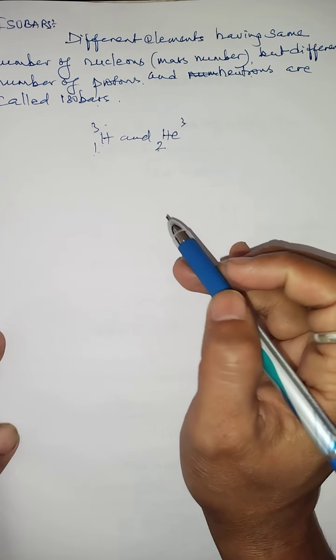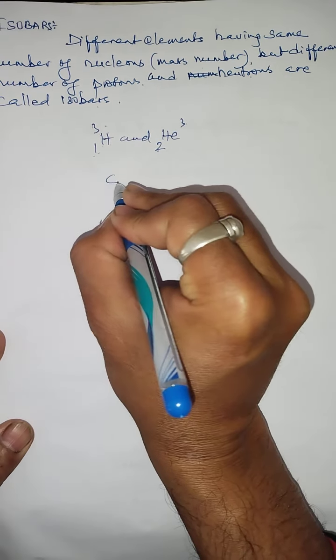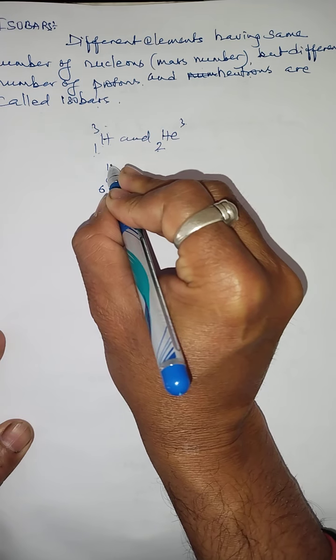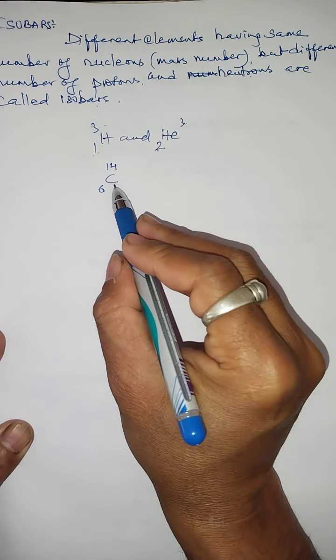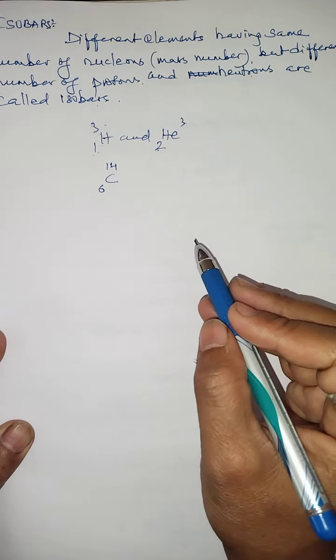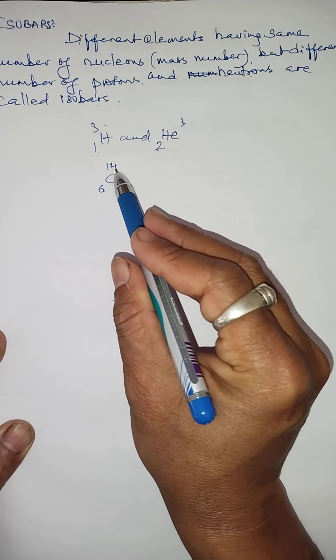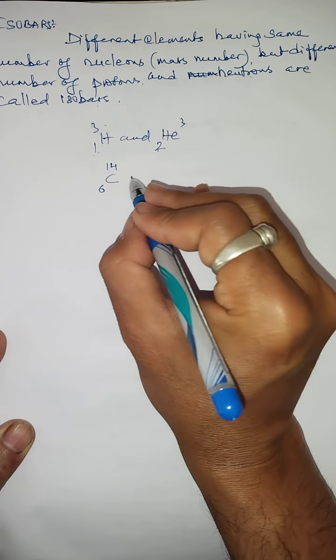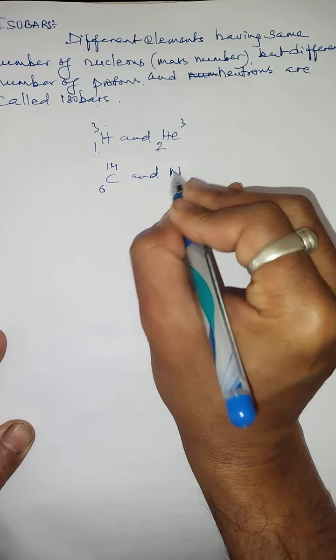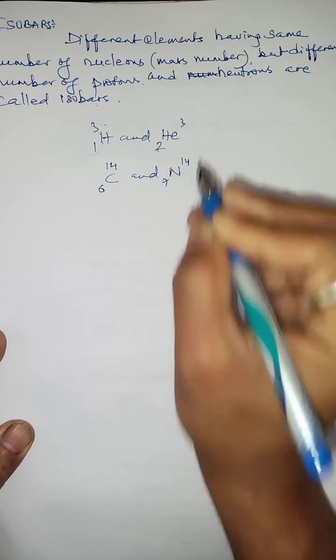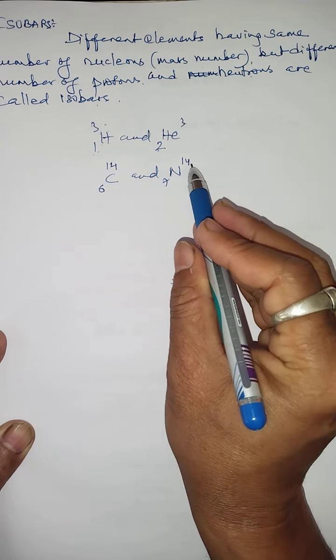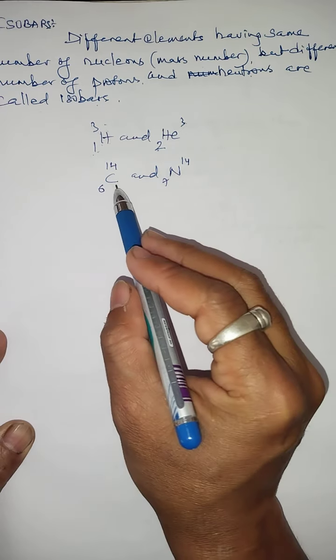So hydrogen is a gas, and the positions of hydrogen and helium are not the same in the periodic table. Similarly, if you see carbon, C-14, one of the isotopes of carbon, and nitrogen with atomic number 7 and mass number 14. So if you look at this, one is carbon, another is nitrogen.